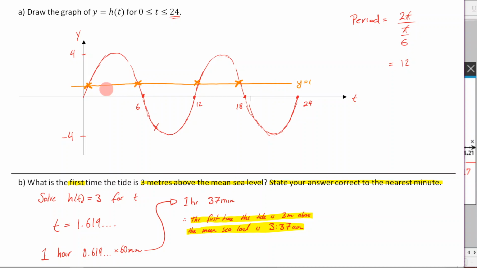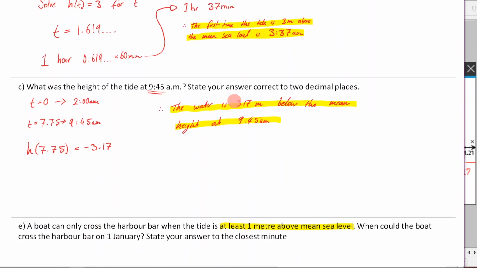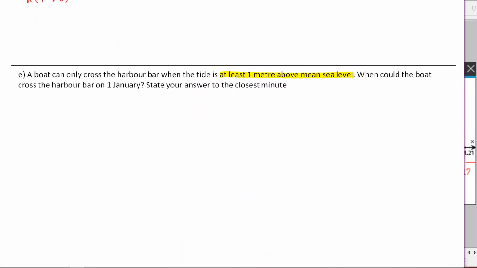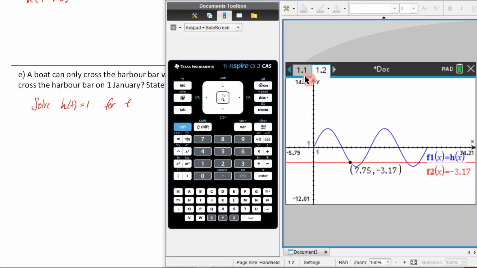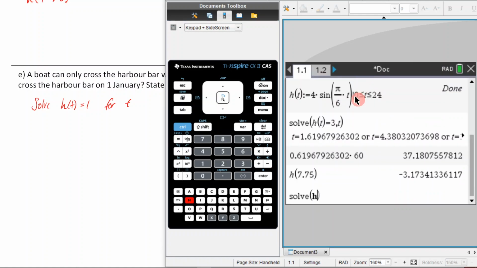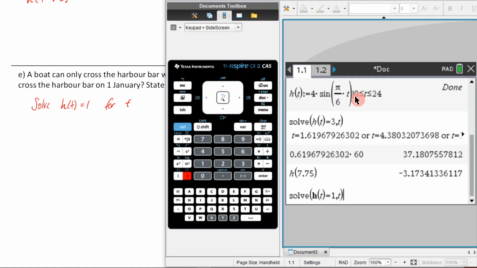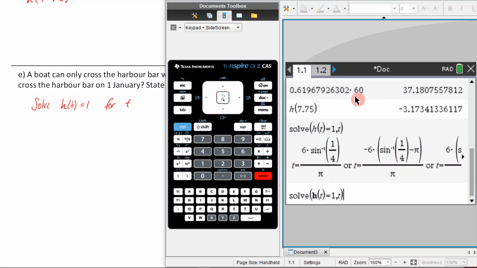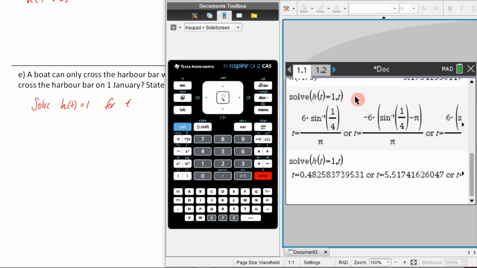And then we can say whenever it is between these times, so between this time and this time, the tide is high enough for it to enter. And when it's between this time and this time, it's high enough for it to enter. So let's scroll down here and just write down what we're going to do. I'm going to solve h of t is equal to 1 for the t values. So we're going to come to our CAS here, go menu 3, 1, and then h of t is equal to 1 for the t values. And, whoops, go control enter.